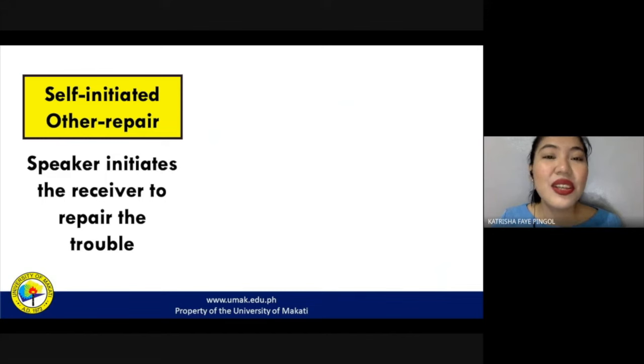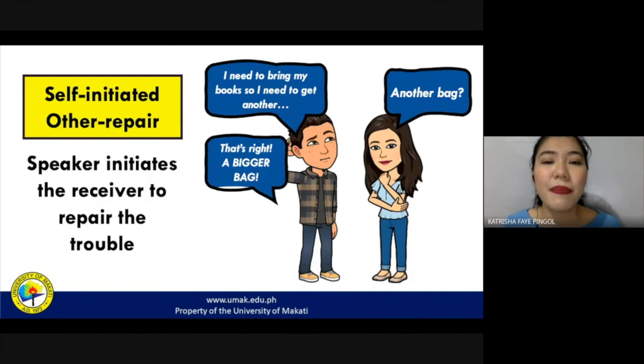All right, next, the third one is self-initiated other repair. So the speaker initiates the receiver to repair the trouble. Now in this one, the speaker notices that there was something wrong with whatever he or she was saying, and then the receiver will repair it for him or her, or will correct the error for him or her.